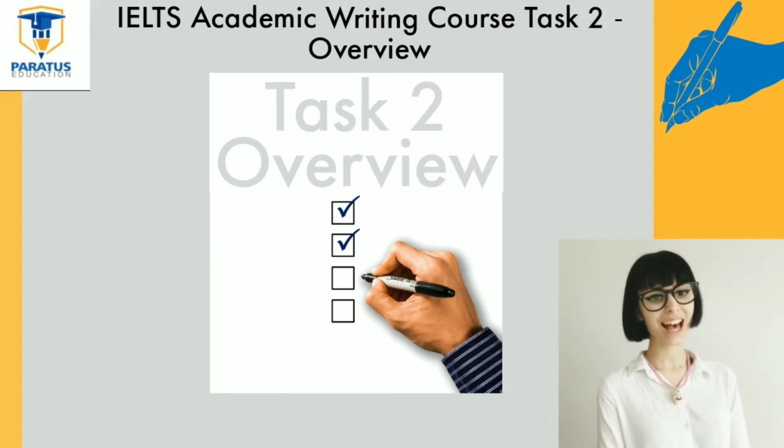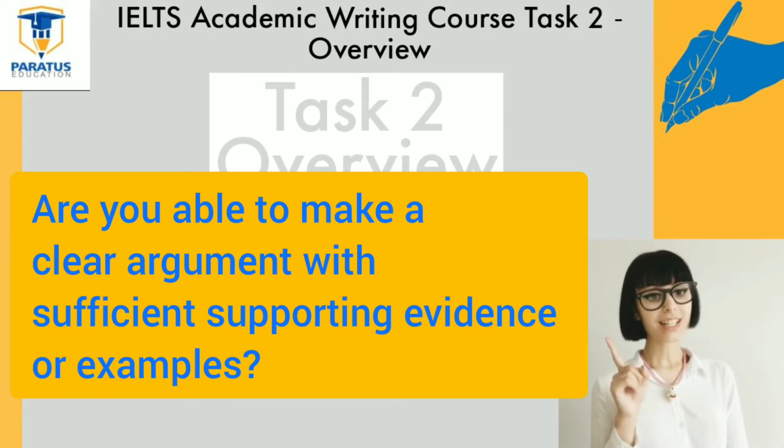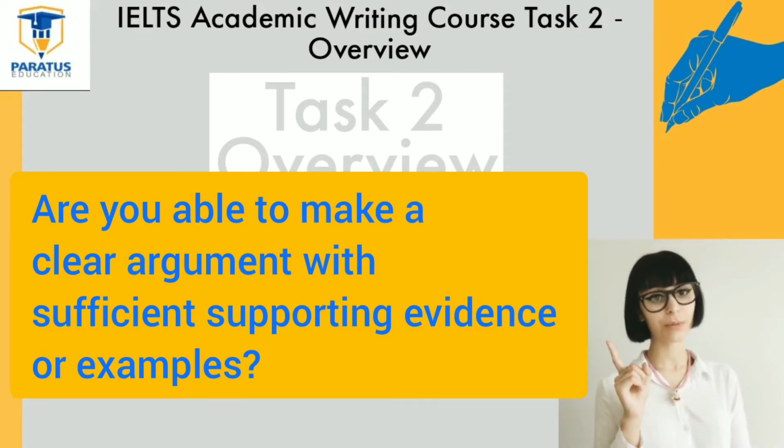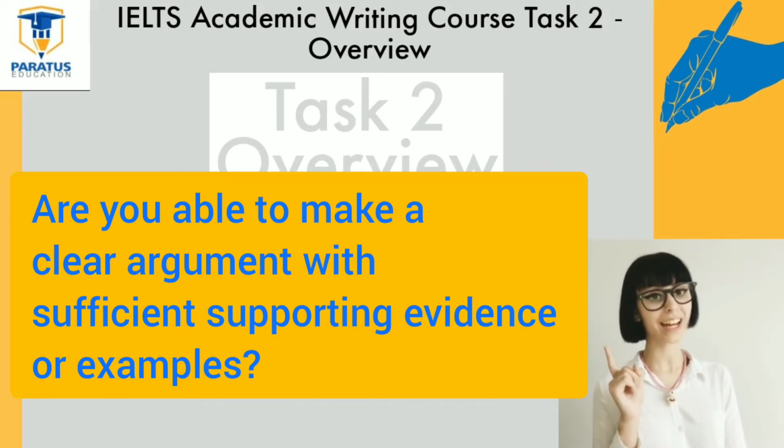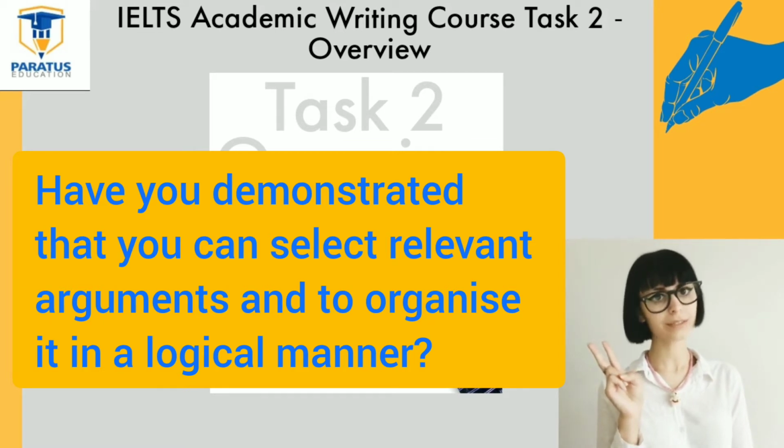How is Task 2 assessed? The examiner will be looking at two important factors. 1. Are you able to make a clear argument with sufficient supporting evidence or examples? This is quite an important point, because you can't just state what you believe without providing any evidence to back your position. The examiner isn't particularly interested in your opinion in and of itself. What they're interested in is whether you can express your opinion clearly, concisely, and convincingly, and to be convincing, you must provide evidence. 2. Have you demonstrated that you can select relevant arguments and organize them in a logical manner?